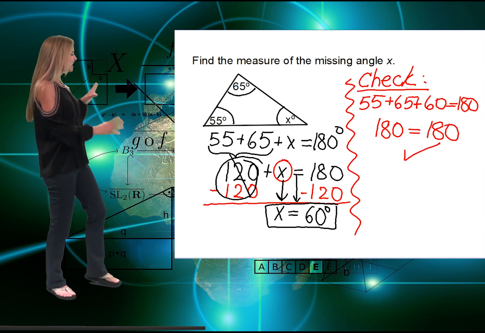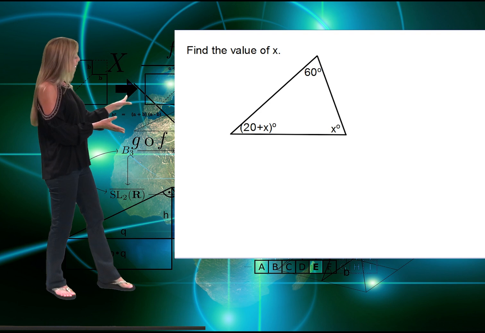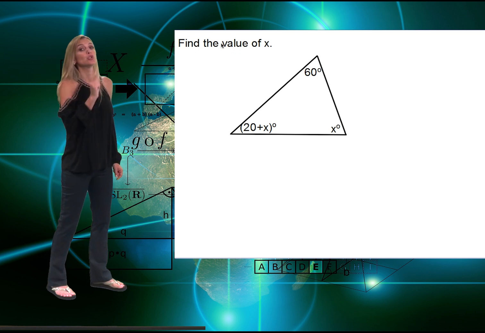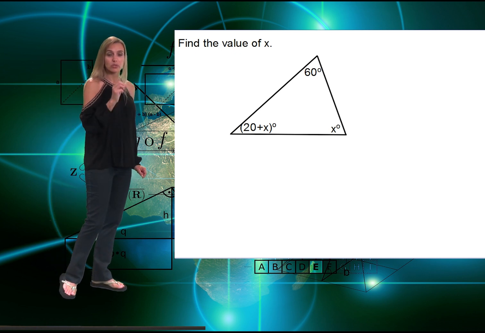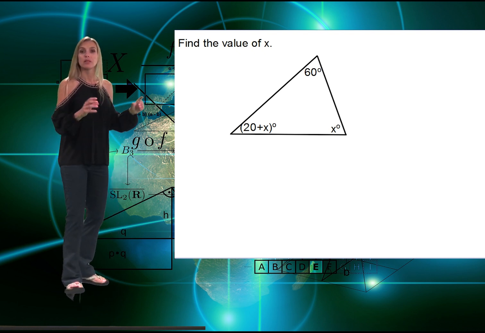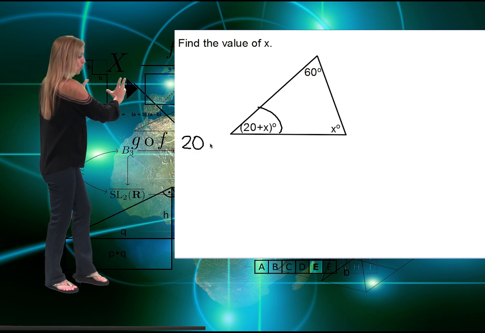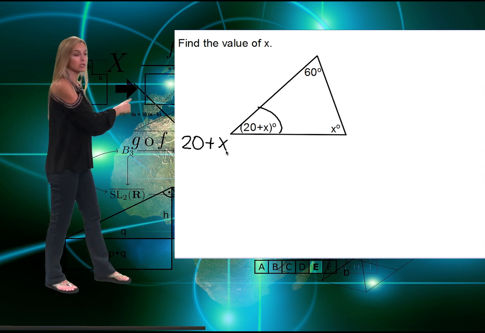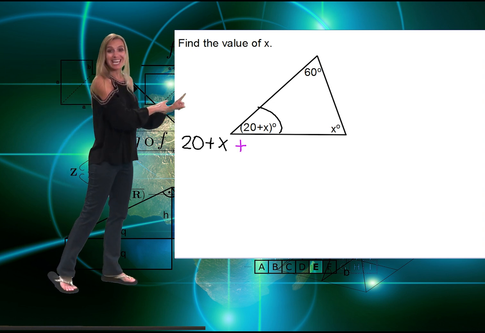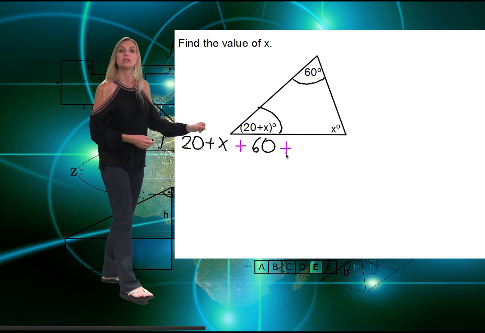Sometimes they're going to throw us some kind of funky situations. They're going to put a little parentheses, just like in here, and we have to find the angle X. However, we are not going to let anybody throw us off, because we know if I add all these three angles up, I should get 180 degrees. Let's add them up. That one angle in here is 20 plus X. Plus my second angle, which is 60 degrees. Plus my third angle, that is the X. If I add all these three angles, I should get 180 degrees.